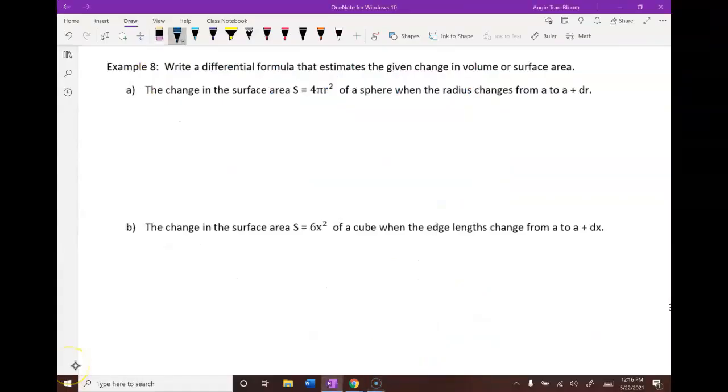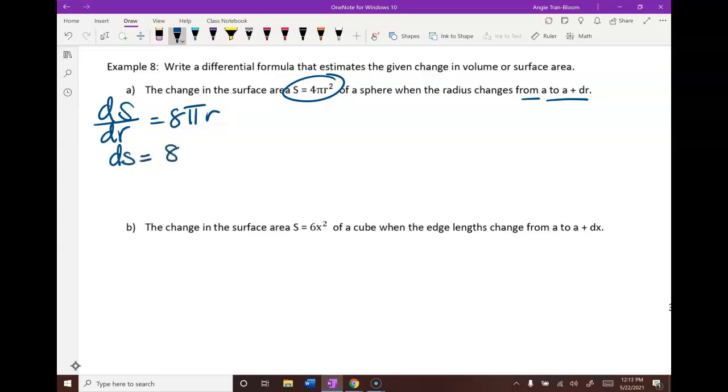All right, guys, example 8 says, write a differential formula that estimates the given change in volume or the change in surface area. A, the change in surface area, so that's what we're trying to find. S equals 4 pi r squared of a sphere when the radius goes from A to A plus dr. So immediately, students, we can take the derivative, ds with respect to dr equals 8 pi r, okay? Now we can cross multiply just so we can have ds equals 8 pi r times dr.